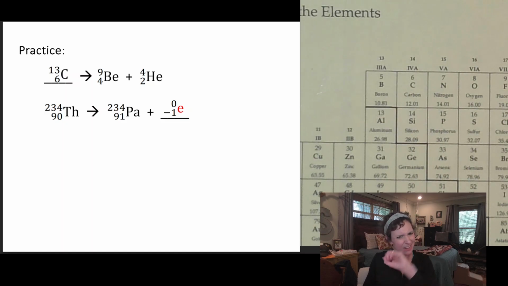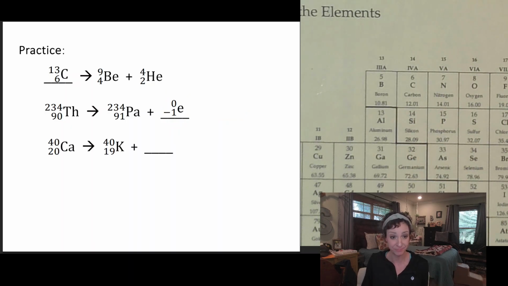Well, if it is an electron that is being produced, I have beta decay, which means that thorium-234 is now turning into palladium-234 through the process of beta decay to become more stable, right? All right, next one. Calcium-40 turns into potassium-40.